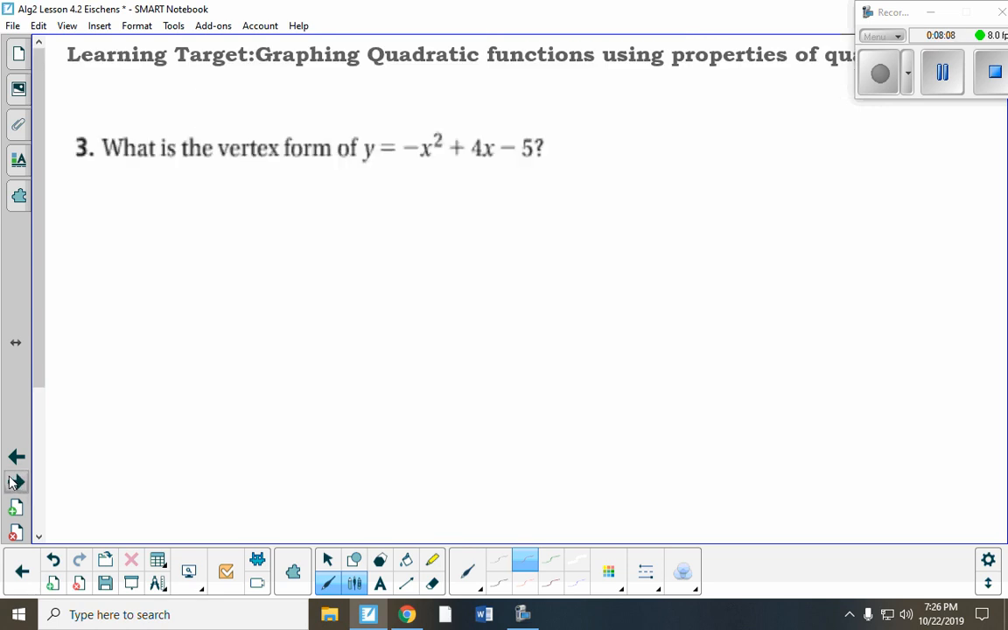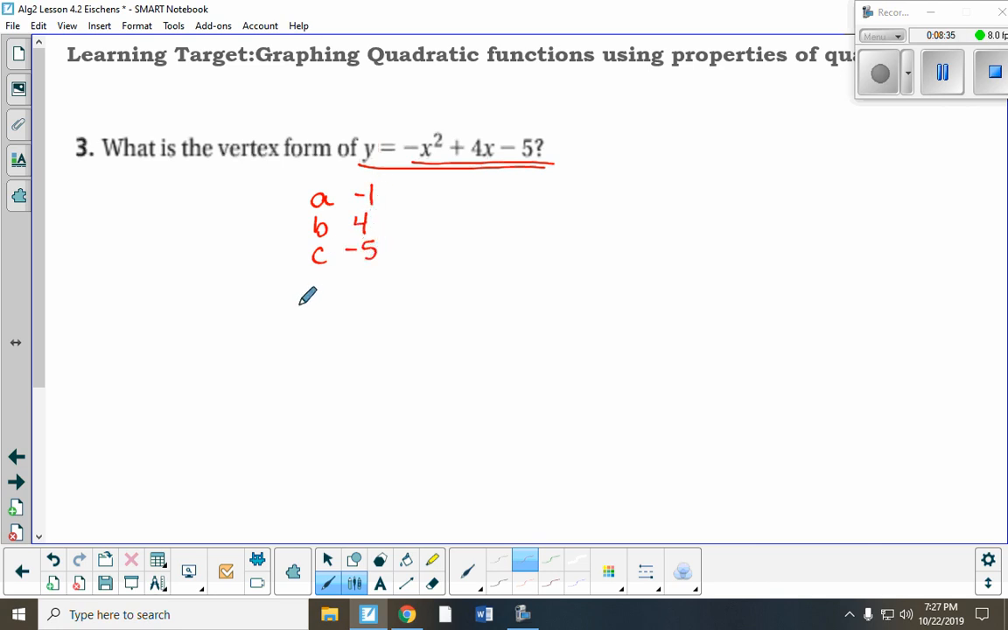All right, another thing I want to talk about is what is the vertex form of this equation that is in standard form. So what we need to do is find the vertex using the same method that we used in the last two problems, and then we'll substitute that into the vertex form of an equation. So write down your ABC.